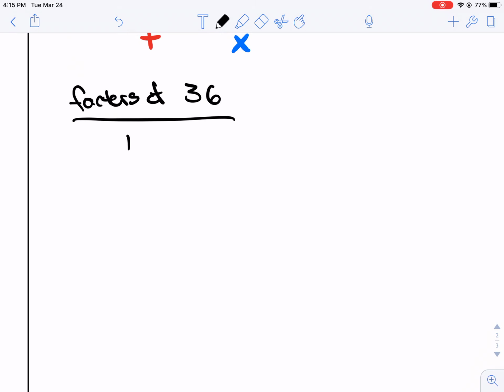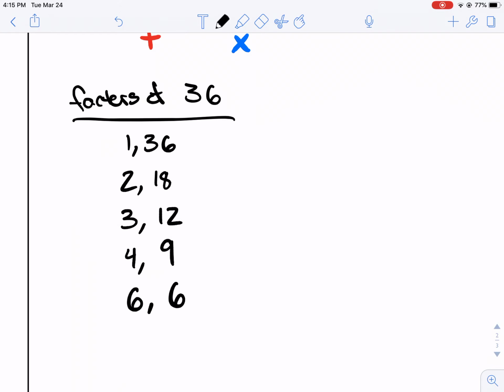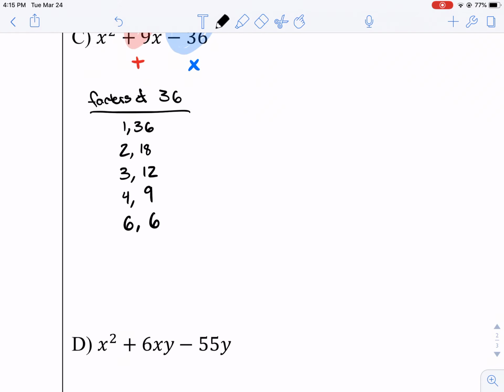Well, 1 goes into 36 36 times. 2 goes into 36 18 times. 3 goes into 36 12 times. 4 goes into 36 9 times. 5, nope. 6 goes into 36 6 times. 7, no. 8, no. 9, 10, 11, 12. Also 18 and 36.